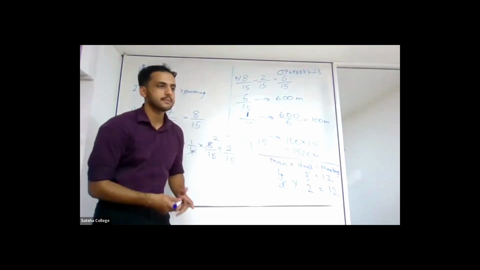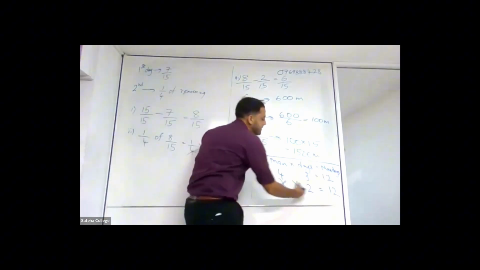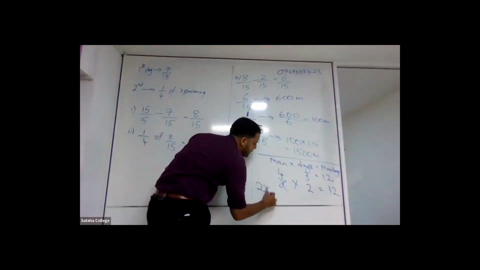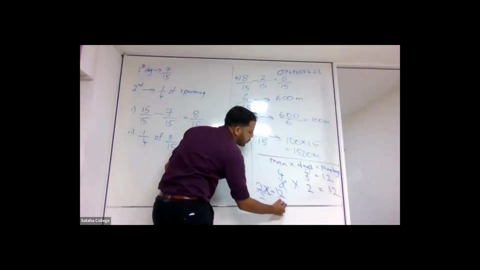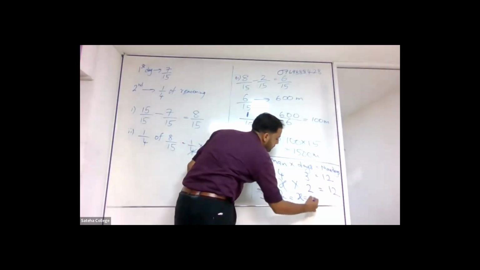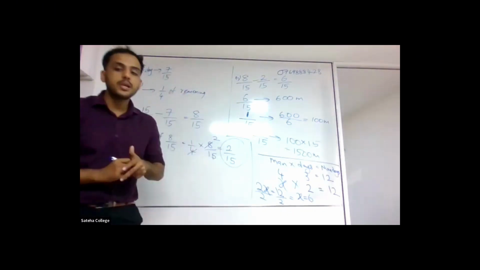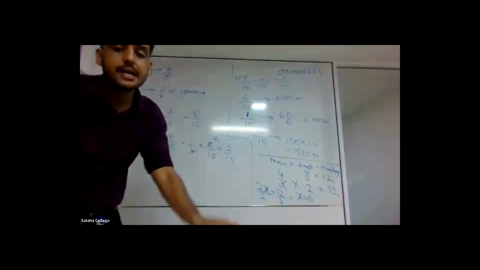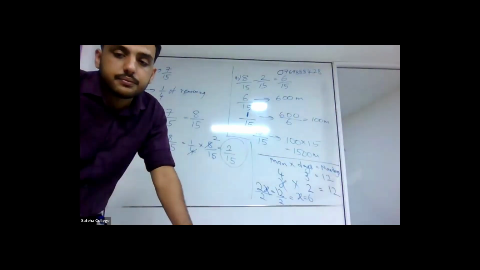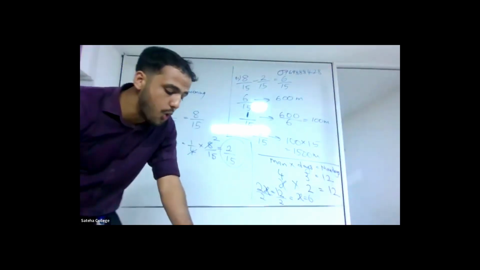Let's take it as x. Now, x into 2, that is 2x. So 2x is equal to 12. Then divide both sides by 2. x is equal to 6. So that means if you need to finish the task in 2 days, you need 6 men.